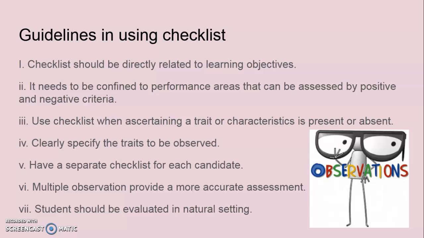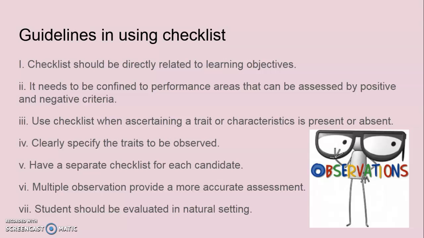Clearly specify the traits to be observed. So what are all the things you are going to observe? It should be clearly listed down. For example, in case of hand hygiene or hand washing technique, every step in the hand washing technique has to be listed in the checklist, so that you can assess the student's complete skill.